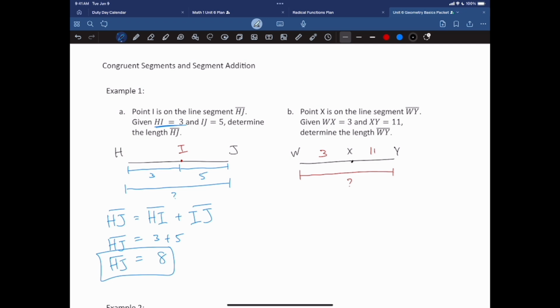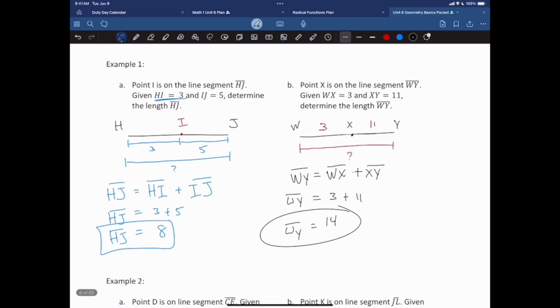So I'm going to write an equation. We have WY equals WX plus XY. Substitute in, we get 3 plus 11 equals WY. Just bring that down. Well, 3 plus 11 is going to be 14. So our answer ends up being the total distance between W and Y is 14 units. And that's example 1.